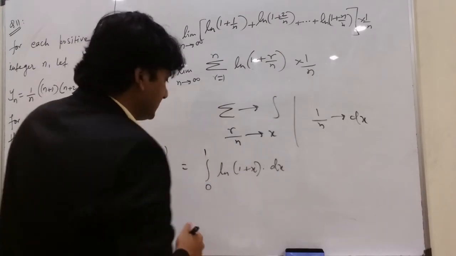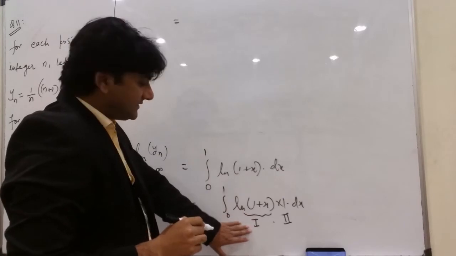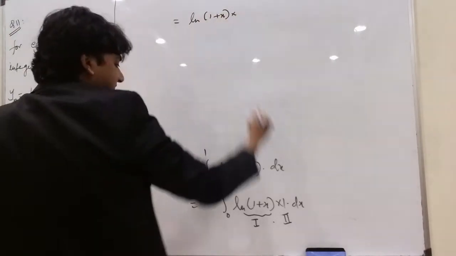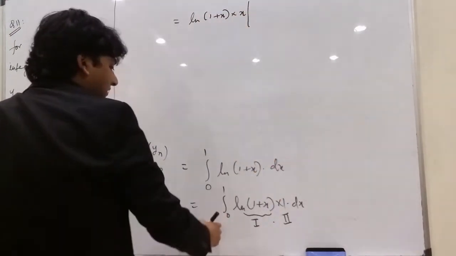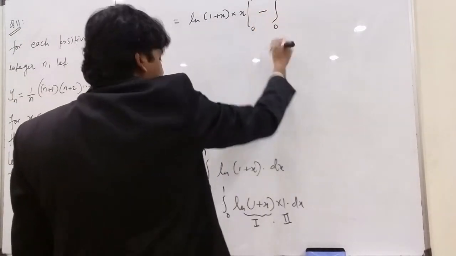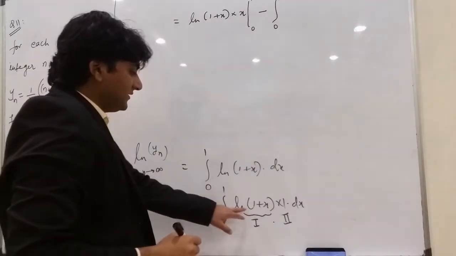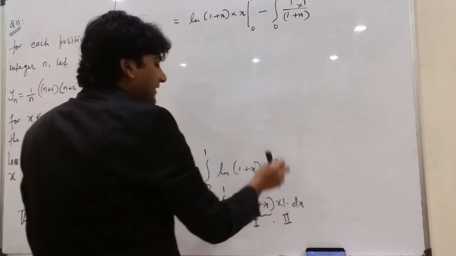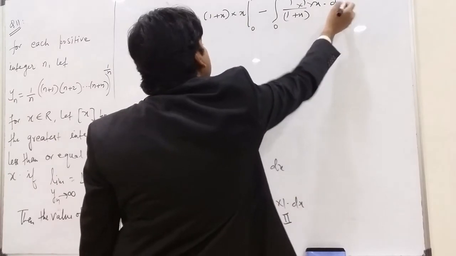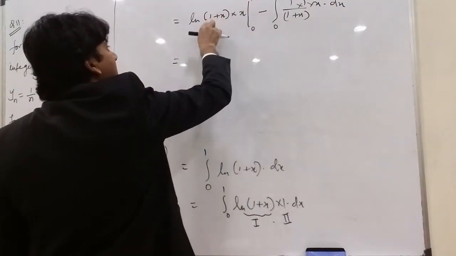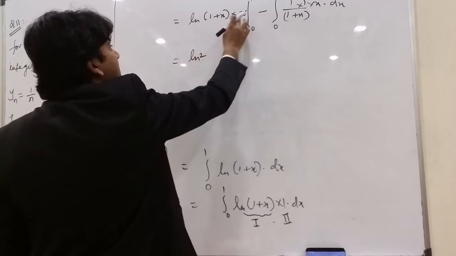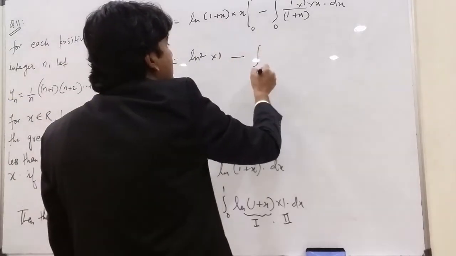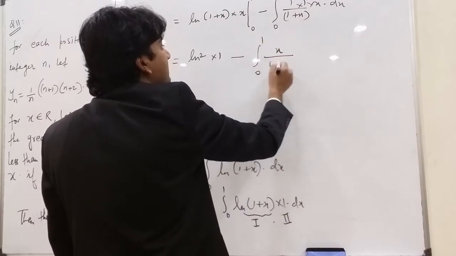Now we have to integrate this. First we keep ln(1 + x) as it is and integrate the second one. So ln(1 + x) times the integral of 1, which is x, with limits 0 to 1, then minus the integral from 0 to 1, where first we differentiate ln(1 + x), which gives 1 over 1 + x, and again the integral of 1 is x. If I apply the limit 1, then 1 + 1 is 2, so I get ln 2 times 1, and at 0 it is 0, then minus the integral from 0 to 1 of x over 1 + x dx, right?